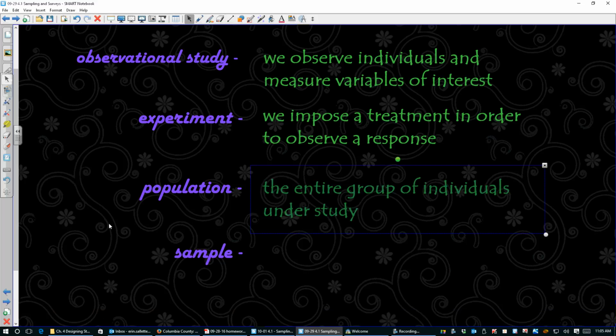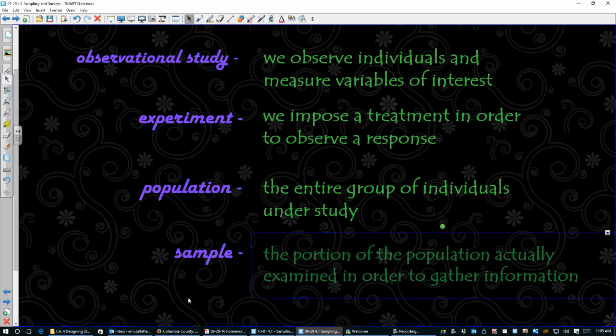The population is the entire group of individuals that is under study. So this is the group of individuals you would like to make a conclusion about. So this is everybody in the study that you would like to observe. However, because the population is difficult to reach, we reach a portion of the population by selecting them and examine them so that we can make a conclusion about the population.